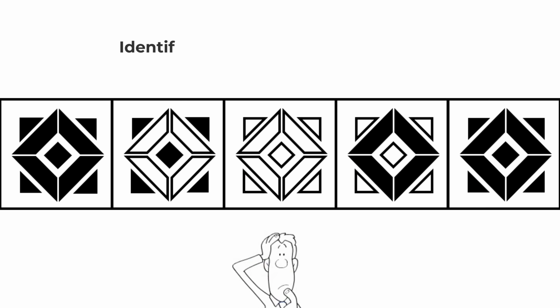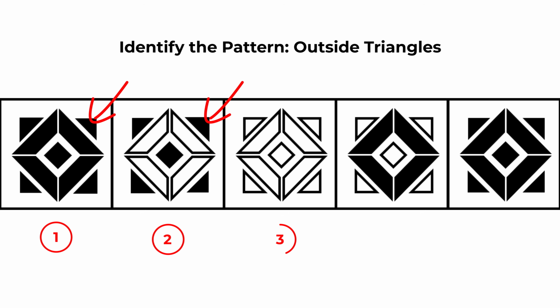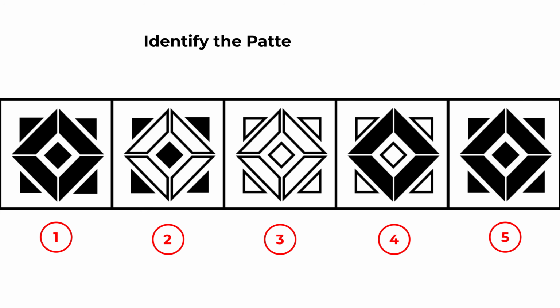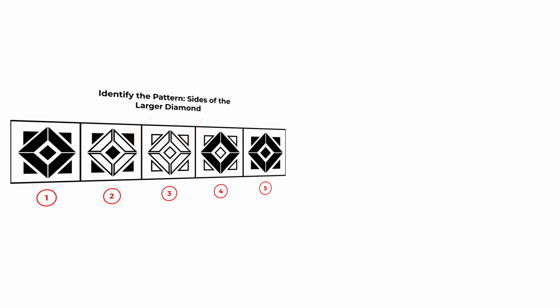Now, there is also a pattern of outside triangles. You see that outside triangles in the shapes 1 and 2 are black, in the shapes 3 and 4 are white, and in the shape 5 are black. Does it ring a bell? Doesn't it give you a pattern? And then the third pattern is the sides of the larger diamond. If you look closely, you see that the sides of the larger diamond in the first shape are black, then we have 2 white shapes, and then 2 blacks again.